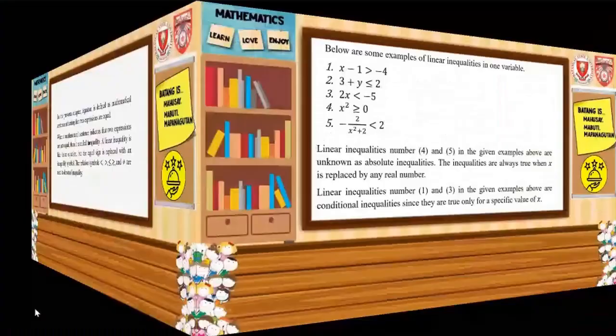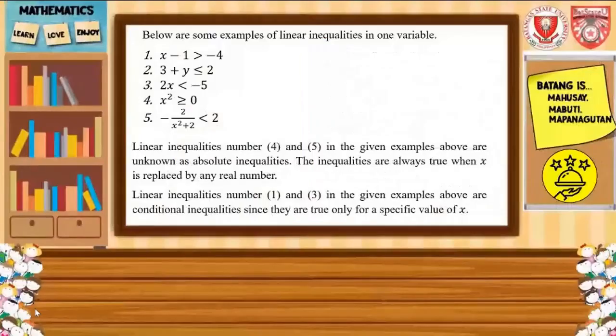Here are some examples of linear inequalities in one variable. Number 1, x minus 1 is greater than negative 4. Number 2, 3 plus y is greater than or equal to 1. Number 3, 2x is less than negative 5. Number 4, x squared is greater than or equal to 0. And number 5, negative 2 over x squared plus 2 is less than 2.